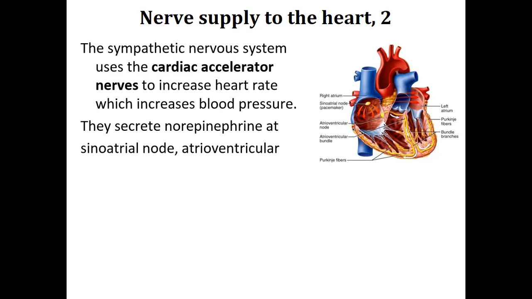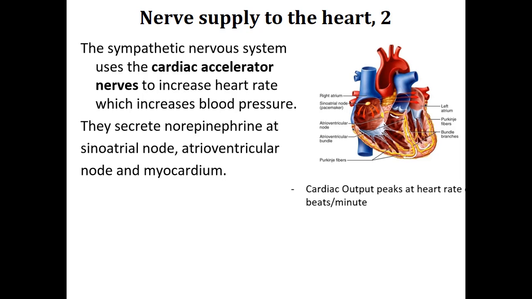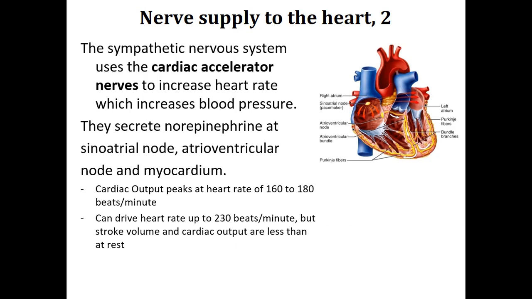So the cardiac accelerator is in the sympathetic nervous system, and is going to cause the heart rate to increase, and the parasympathetic is going to cause the opposite. It's going to cause it to decrease. So the reason for this is that they secrete norepinephrine, which is going to increase the heart rate. That's what its response is.